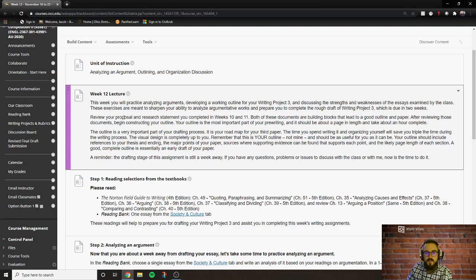Review your proposal that you wrote and your research statement, which you completed in weeks 10 and 11. Both of those documents are building blocks that should help you create a good outline and then paper. After reviewing those, you're going to make your outline. And your outline, in my opinion, is probably the most important part of your pre-writing. It should be about a page long, and I'm guessing it should take you about an hour to complete.